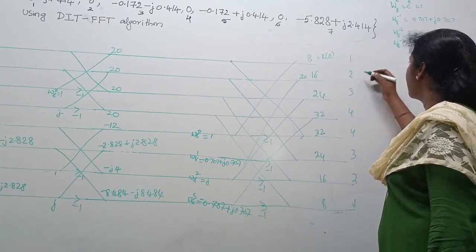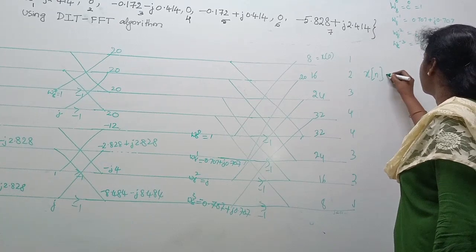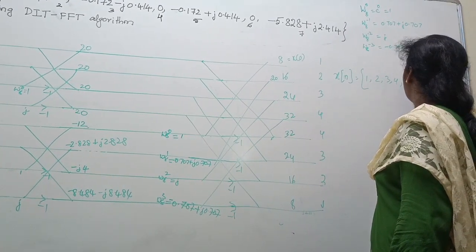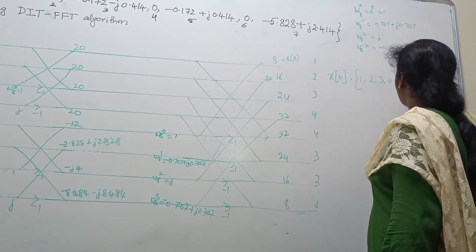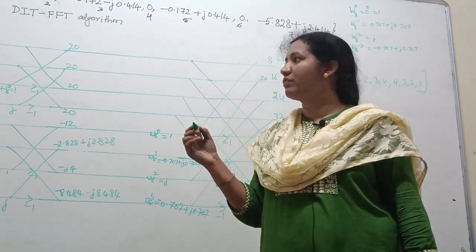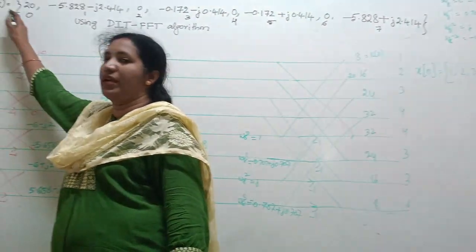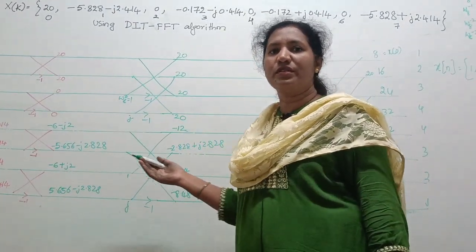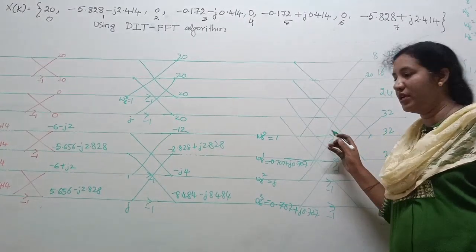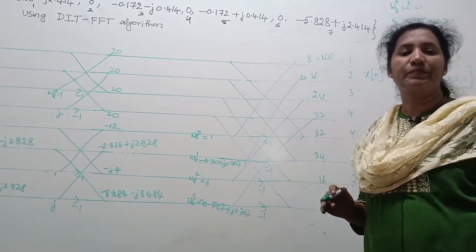So the sequence x of n is 1, 2, 3, 4, 4, 3, 2, 1. This is the inverse discrete Fourier transform for the given DFT sequence x of k. And this completes the solution. So always be careful while you are multiplying with minus 1 and while you are multiplying with the trivial factor. Then you will get the solution like this. Thank you.